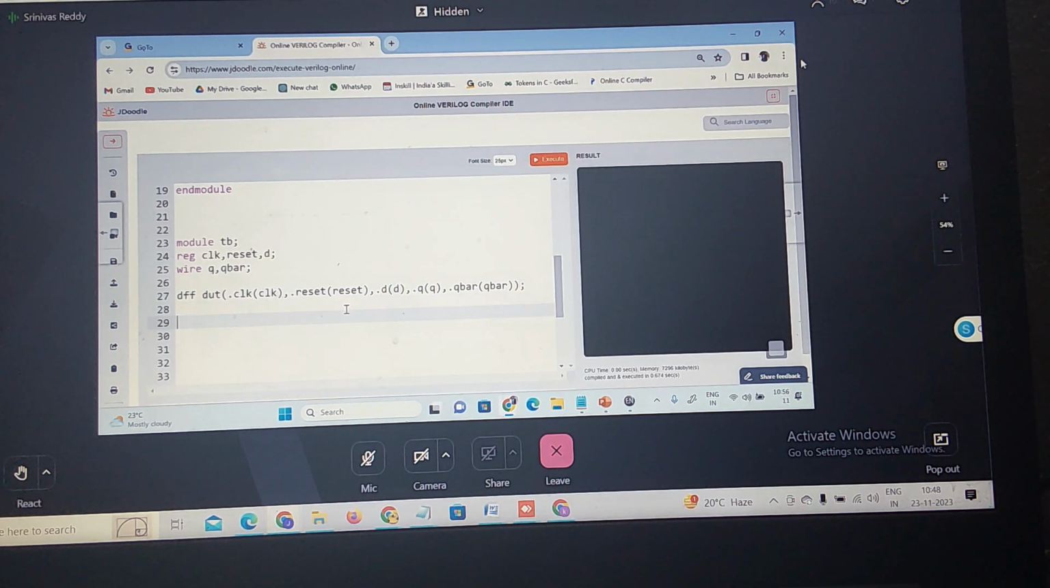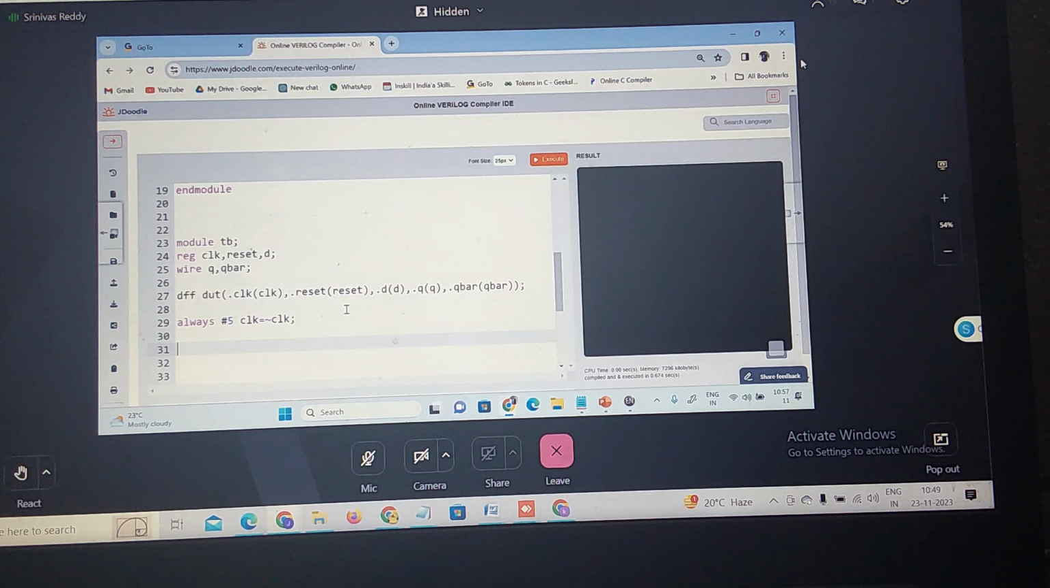This is an instantiation of the design. Next, what I need to do? We need a clock, right? We need to do the clock generation. How to do the clock generation? What procedural blocks can I use? Always, correct? So let us give that time as 5. T on should be 5, T off should be 5. Total time period is 10. Then clock is equal to not of clock.